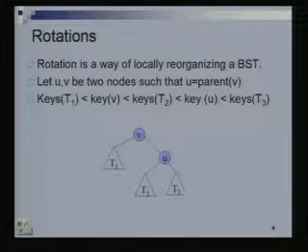So what happened was V became the parent of U. The binary search tree property still holds, by the way. Keys of T1 are less than V. Keys of T2 are more than V, so they come here, and they are less than U, so they come to the left of U. So it's still a binary search tree, but we've done some local reorganization. And this will be very useful. We'll see why.